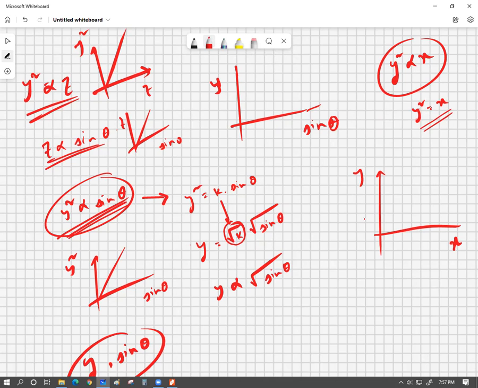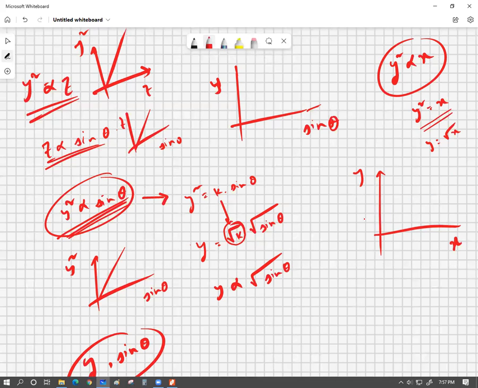So y equals root x, what is the shape of the graph? Like a sine curve, up to 90 degrees, it increases and then flattens. Yeah, precisely that. Sadman, thank you.